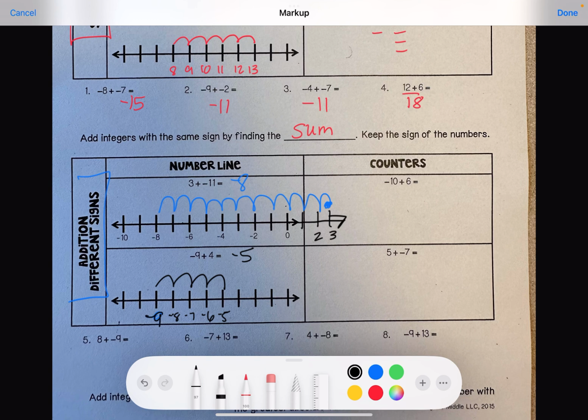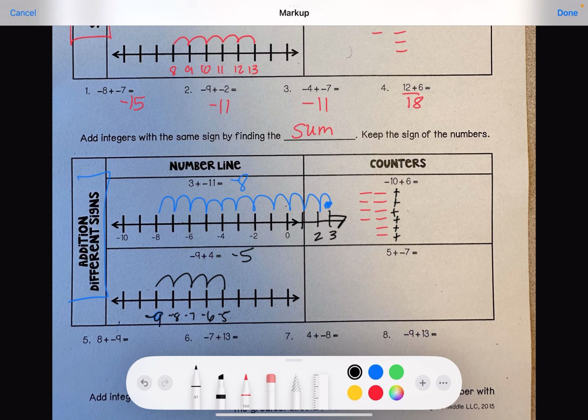Okay? When you're doing the color counters, over here, I'm going to start with 10 negatives. 1, 2, 3, 4, 5, 6, 7, 8, 9, 10. And then I have 6 positives. 1, 2, 3, 4, 5, 6. Now, like on the last time, I was just adding them all together. We're just simply adding them and keeping their sign.